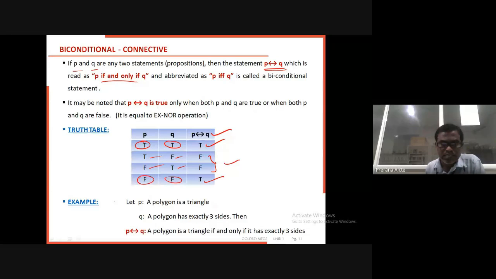See here the example. One proposition is "a polygon is a triangle". The other proposition is "a polygon has exactly three sides". These two statements depend on each other, so I can connect them using the if and only if biconditional connective. They can be connected like this: a polygon is a triangle if and only if it has exactly three sides. If a polygon is a triangle, it should have exactly three sides. And vice versa, if any polygon has three sides, it can be treated as a triangle. That is an example for the biconditional connective.